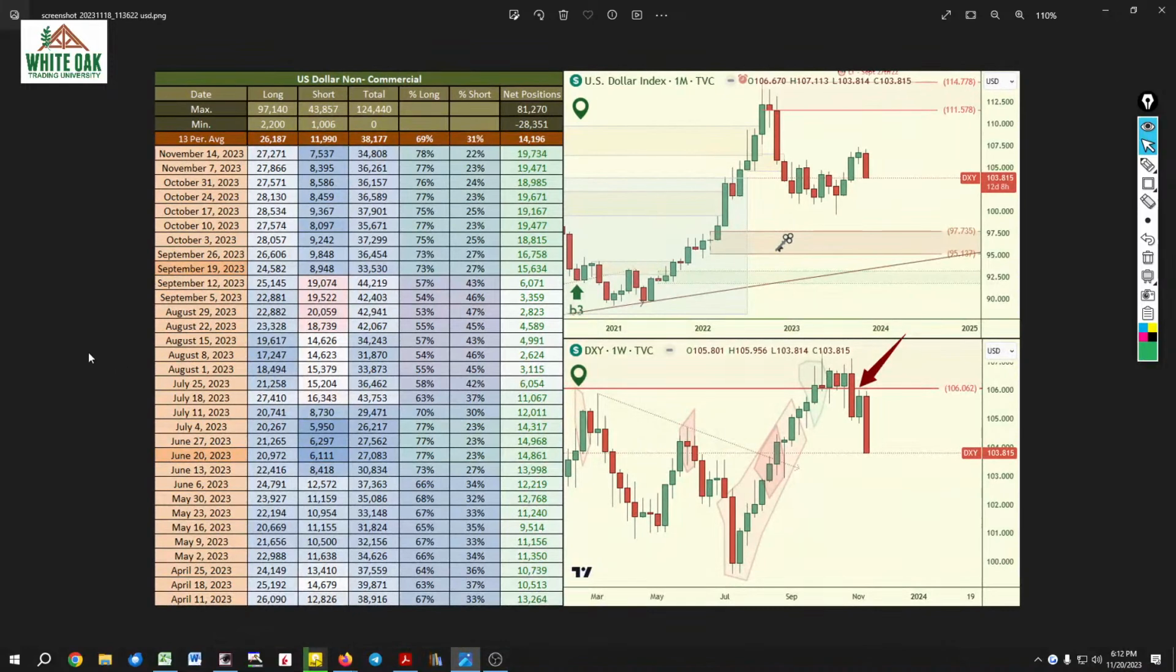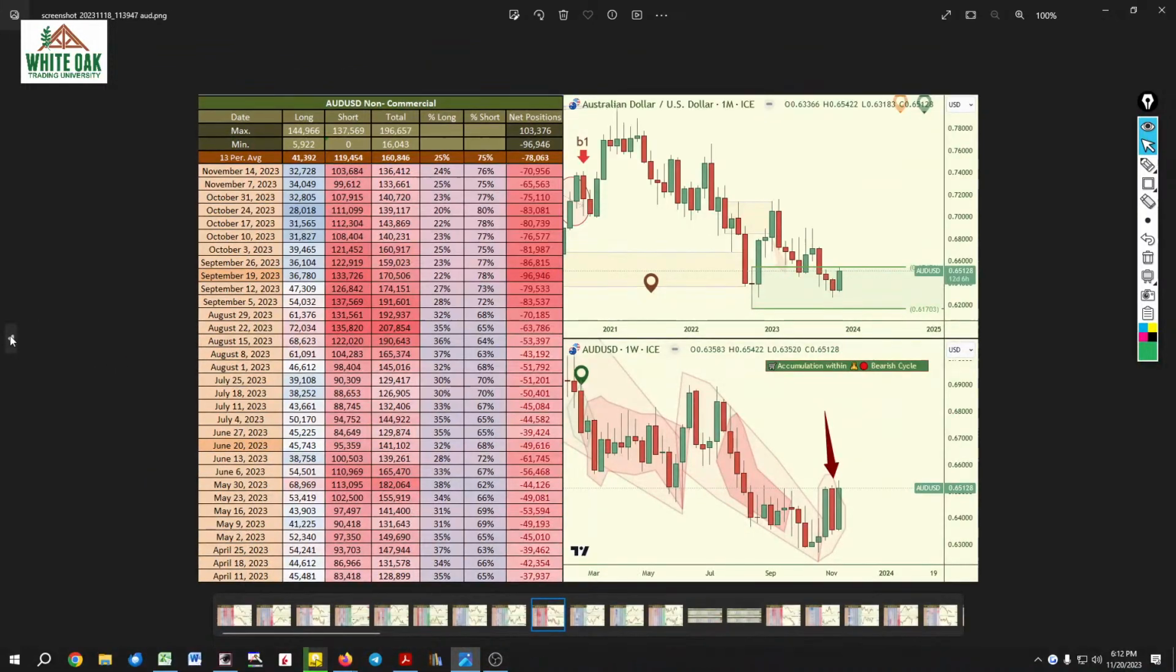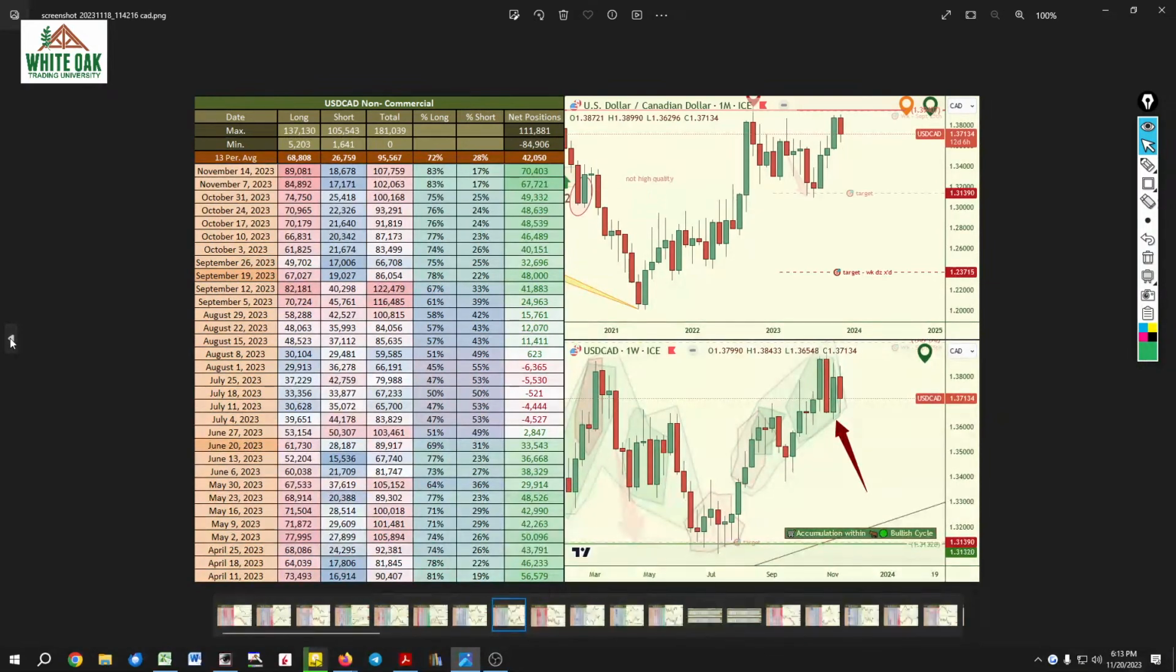US dollar, not much going on here, so we'll skip right through that. Aussie, we know what's been going on here. They've been focusing on shorts for the longest time. And as you can see, August 22nd, they had 135. Took massive profits on their short positions. And that's all they've been doing, focusing on their short positions. So there's not much going on there as well.